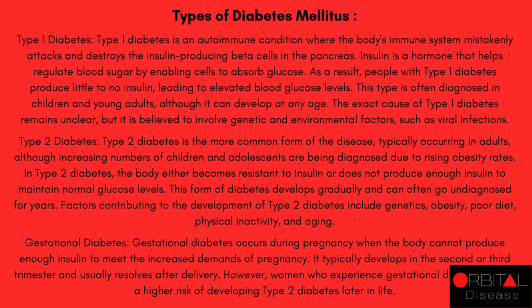Gestational diabetes. Gestational diabetes occurs during pregnancy when the body cannot produce enough insulin to meet the increased demands of pregnancy. It typically develops in the second or third trimester and usually resolves after delivery. However, women who experience gestational diabetes are at a higher risk of developing type 2 diabetes later in life.